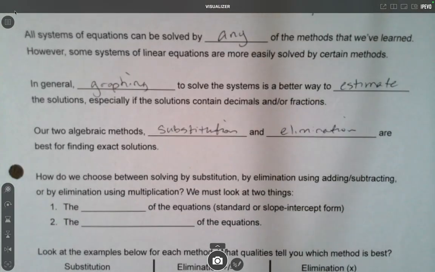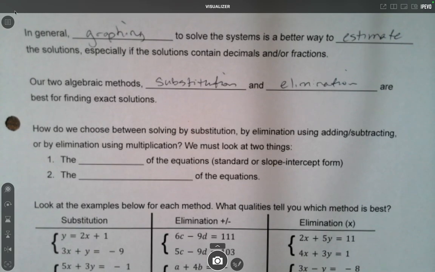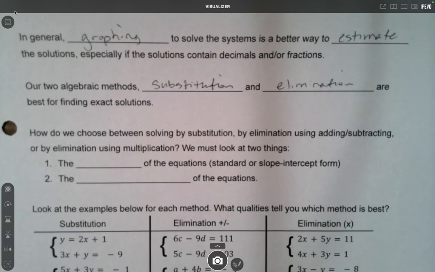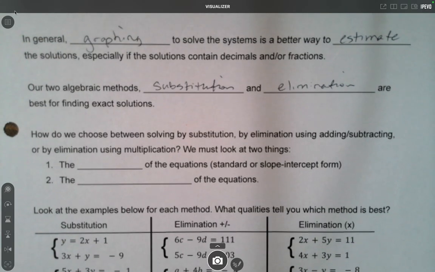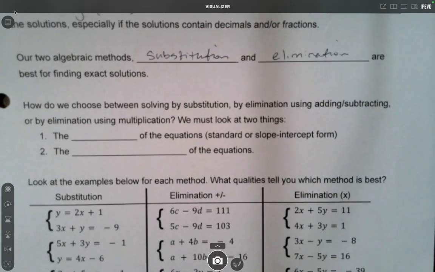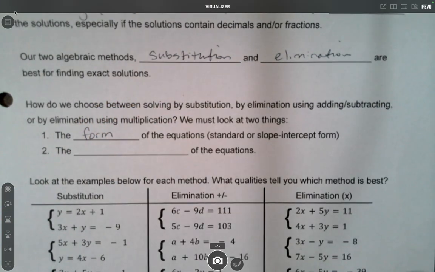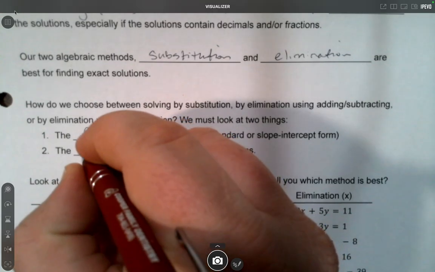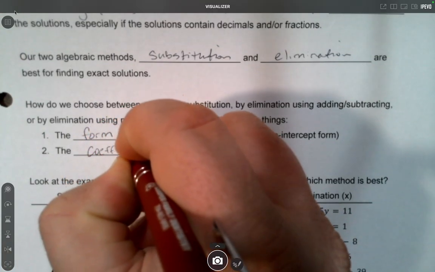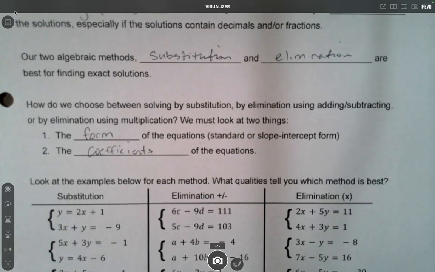So here comes the real question. How do we choose between solving by substitution, solving by elimination, only needing to add or subtract, or elimination that requires some multiplying before we add and subtract? So there are two things you need to focus on. The first is the form of the equations. Are they in standard form? Are they both in standard form or just one? Are they in slope-intercept form? And we also need to consider the coefficients. And so we'll explain that as we look at these.